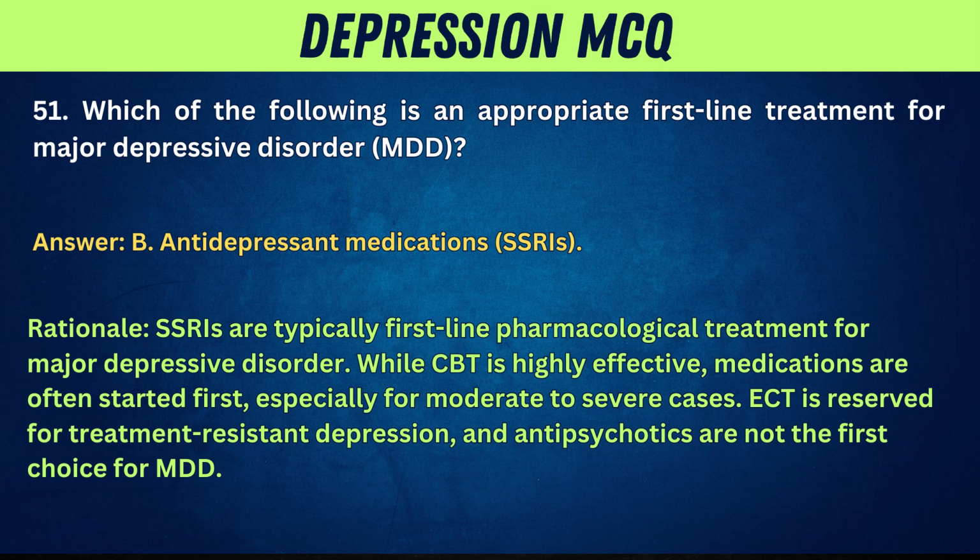Rationale: SSRIs are typically first-line pharmacological treatment for major depressive disorder. While CBT is highly effective, medications are often started first, especially for moderate to severe cases. ECT is reserved for treatment-resistant depression, and antipsychotics are not the first choice for MDD.